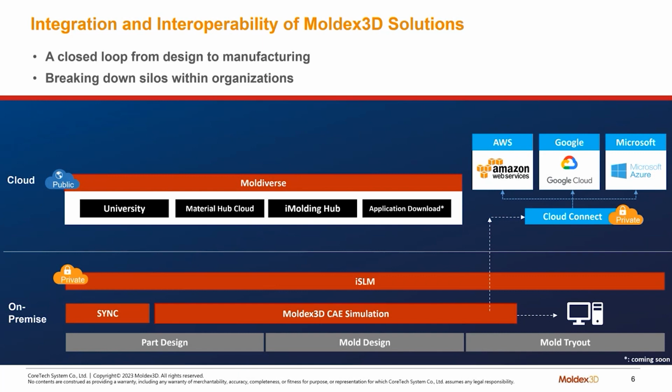And above that is our today's topic, Moldiverse. It's a public cloud solution that basically covers material, some learning resources, and also some machine characterization, all offered in this new platform. And on the right is our cloud computing solution. It's called Cloud Connect. So if you have your own Azure or Amazon or GCP space, you can use this tool to speed up your simulation.